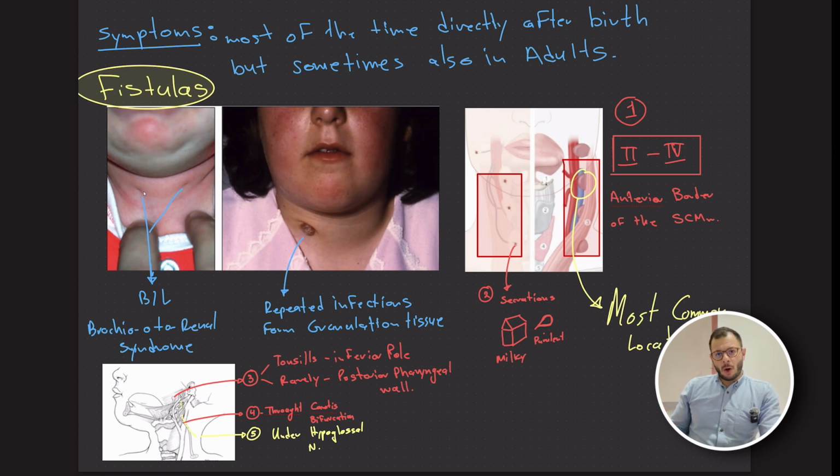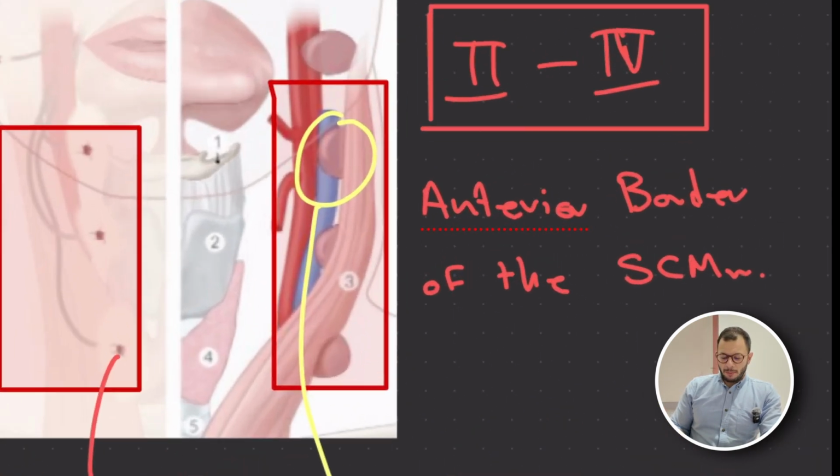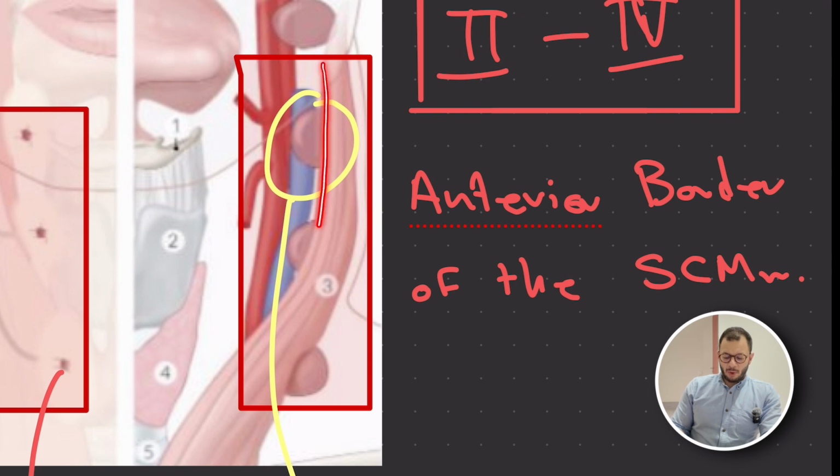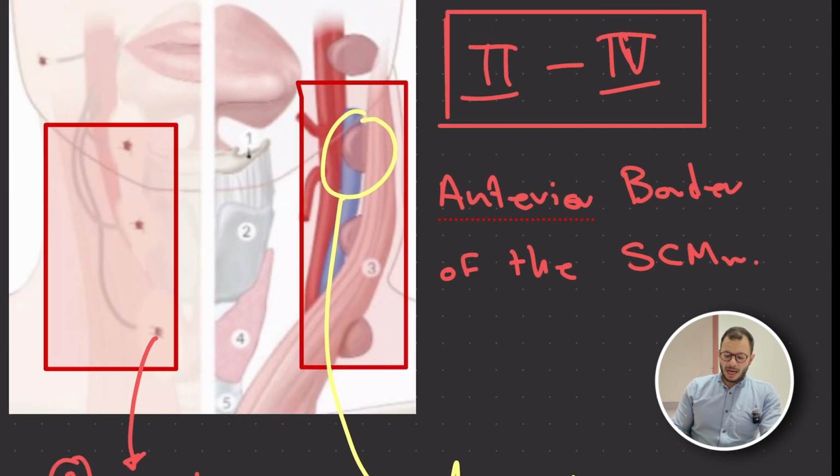Where will this opening occur? It will be at the anterior border of the sternocleidomastoid muscle. This opening will be either at level 2, level 3, or level 4 of the anterior border.